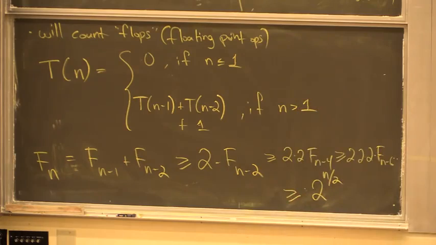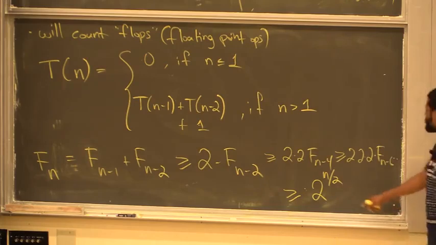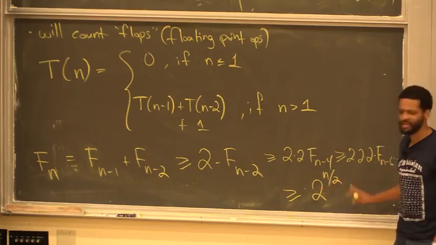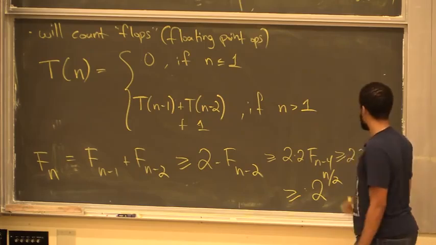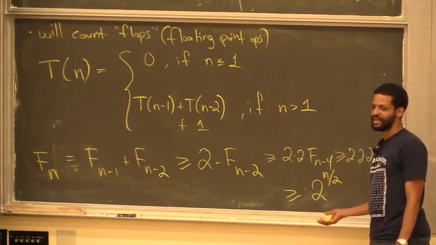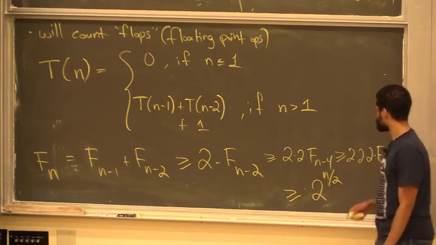Because when I get down to f1 or f0, or f1 or f2, I get down to a constant. Maybe I'm off by 1. Maybe it's n over 2 minus 1. I don't really care. Okay. But what this tells me is that the nth Fibonacci number is exponentially large in n. Right? It's at least square root of 2 to the n. It's at least 2 to the n over 2.